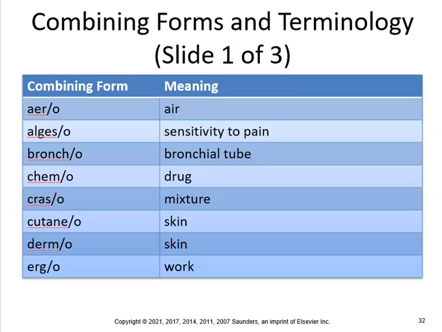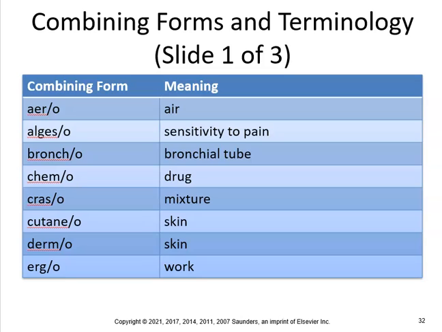Okay, aero would be like aerosol, particles of drug. Analgesic, so sensitivity to pain, so analgesic pertaining to without sensitivity to pain. How about bronchial tube? Okay, like bronchitis, inflammation of the bronchial tube. Chem, drug, chemotherapy, treatment using drugs.